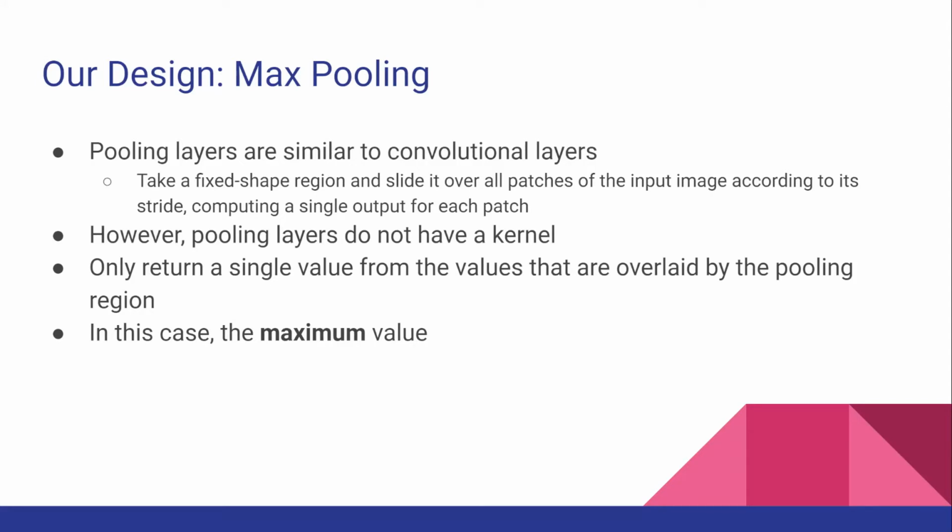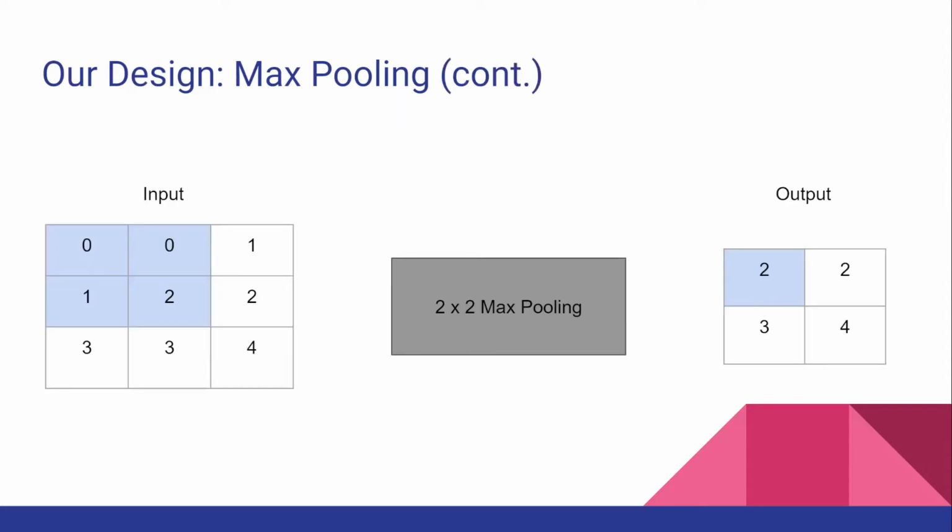As for pooling layers, these are pretty similar to convolutional layers in that they take a fixed shape region and slide it over all patches of the input image based off its stride, and then compute a single output for each patch. However, the difference is that these pooling layers don't have a kernel, so they're only going to return a single value from the values that are overlaid by the pooling region, in this case, the maximum value. In this example here, we have a 2x2 max pooling window, which is going to be applied to the blue shaded region of the input tensor, and then basically just return the max value of that section, which would be 2.